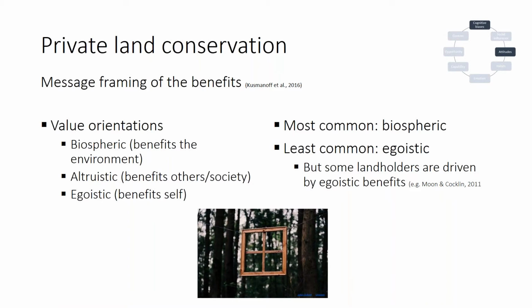And they found that most of the message framing around the benefits of private land conservation actually tapped into the biospheric values. So they were saying, do this because it's great for the environment. But we know that some landholders are actually driven by egoistic benefits. So they will improve their land. They'll engage in things like bush tender because it improves the value of the property. And so if we're not allowing some messages to at least be framed in the sense of those egoistic benefits, we're actually missing out on a potentially large chunk of landholders who would otherwise engage in private land conservation.